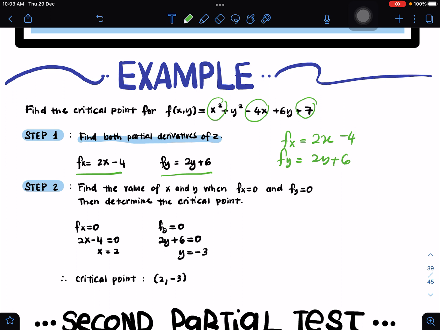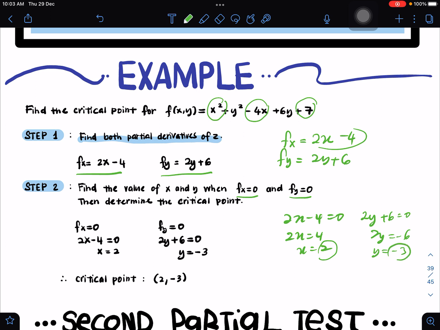So for us to find the critical point, we need to let our partial derivatives be equal to 0. So you ambil 2x minus 4 equal to 0. So you have 2x equal to 4. So your x is equal to 2. And same goes to y. So 2y plus 6 equal to 0. So 2y equal to negative 6. So y equal to -3. So now this one, (2, -3) is your critical point.